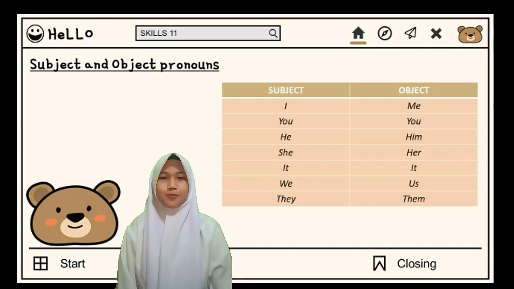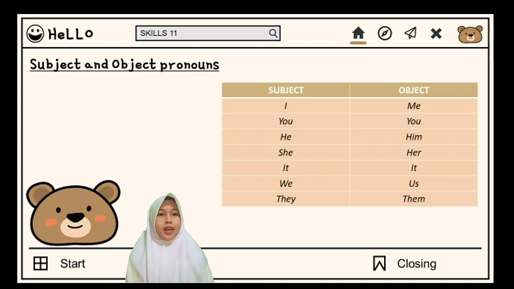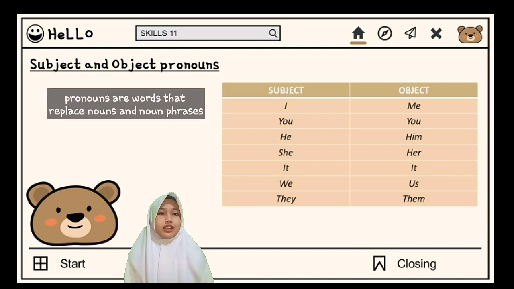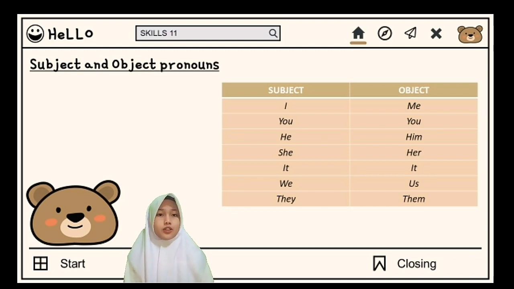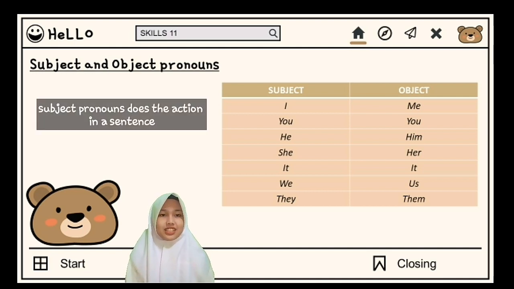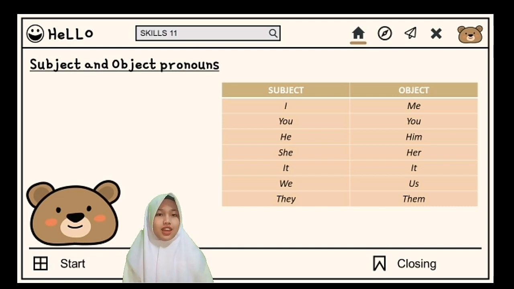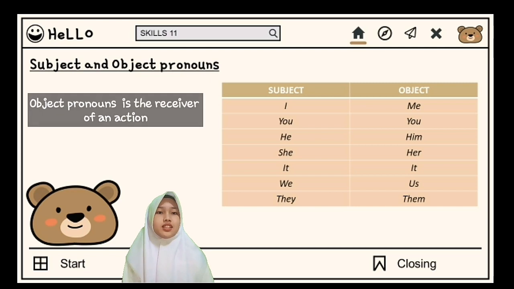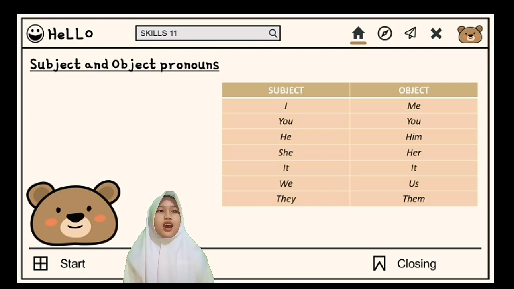Let's start from the first part, subject and object pronouns. Before that, I want to explain about pronouns. Pronouns are words that replace noun and noun phrases. We have subject pronouns and object pronouns. Subject pronouns are the action in a sentence. They are I, you, he, she, it, we, they. And then object pronouns are the receiver of an action. They are me, you, him, her, it, us, them.